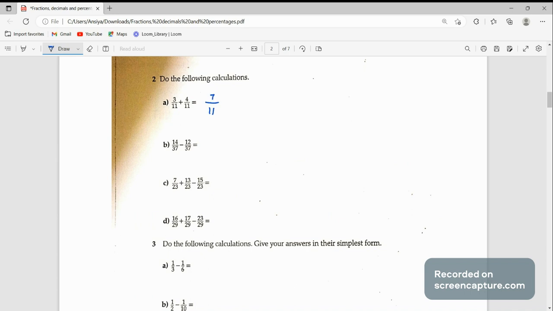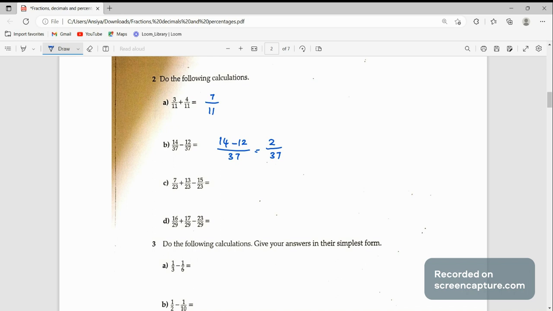14 over 37 minus 12 over 37. Now it's subtraction of fractions and the denominator is the same. So what we need to do is just subtract the numerators. So the answer will be 2 over 37.